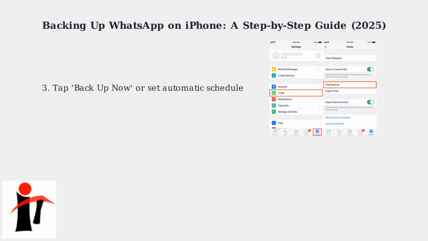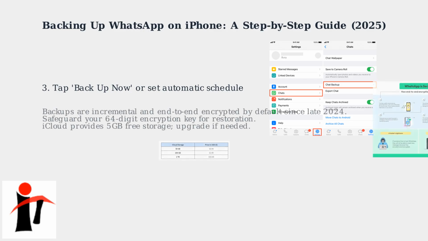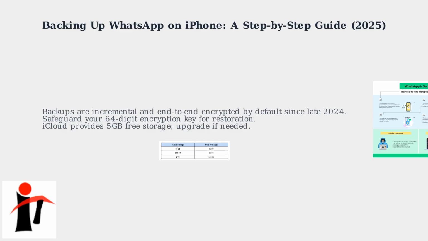For automatic backups, you can choose daily, weekly, or monthly schedules. Keep in mind that including videos will increase the backup size. Your WhatsApp backups are incremental, meaning only changes are saved to conserve iCloud storage. Since late 2024, these backups are end-to-end encrypted by default, ensuring your data remains private and secure.